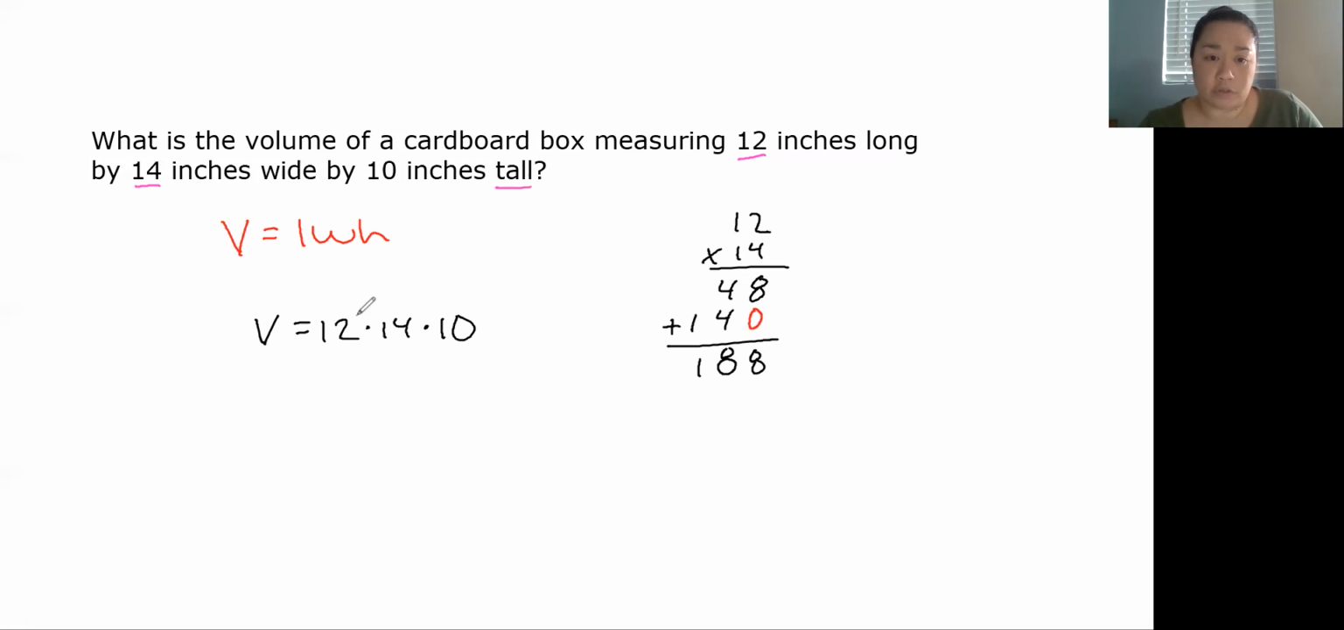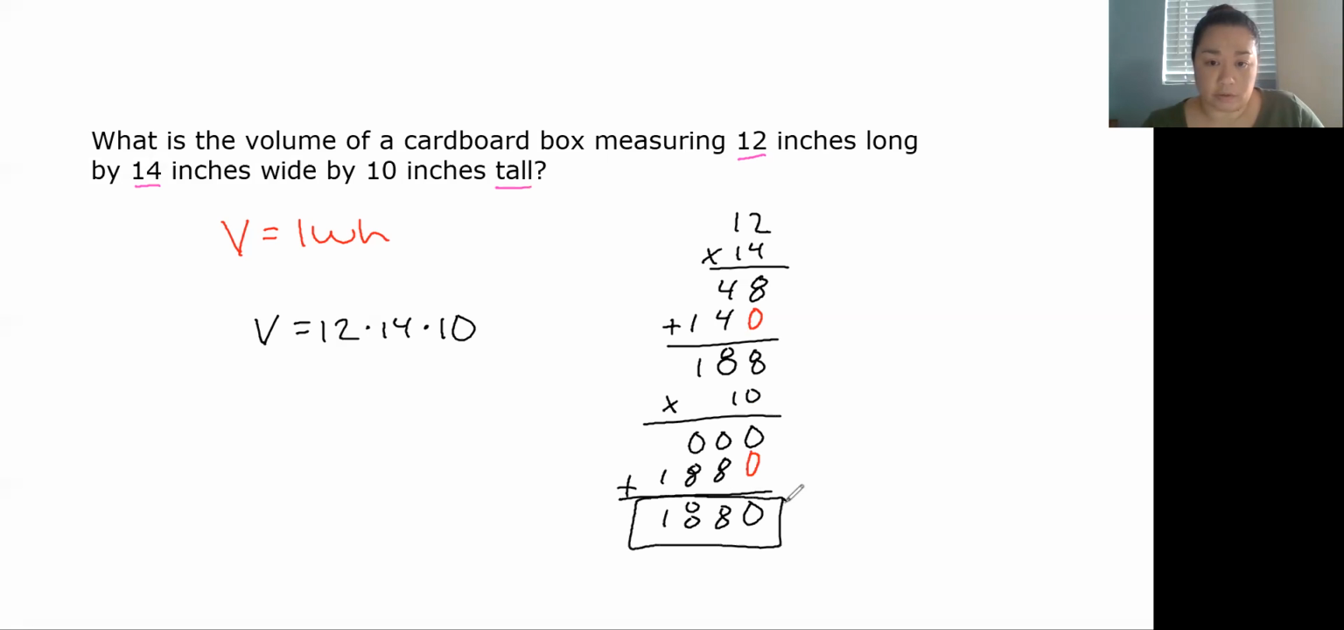Now I did 12 and 14. Got to multiply it by 10 now. So times 10. Okay. Anything times 0 is 0. So 0 times 8 is 0. 0 times 6 is 0. 0 times 1 is 0. Don't forget to bring 0 down. And 1 times 8 is 8. 1 times 6 is 6. 1 times 1 is 1. Add those guys together. It's 0, 0, 8, 6, 1. Okay? That's your answer. That's all it is, multiplying.